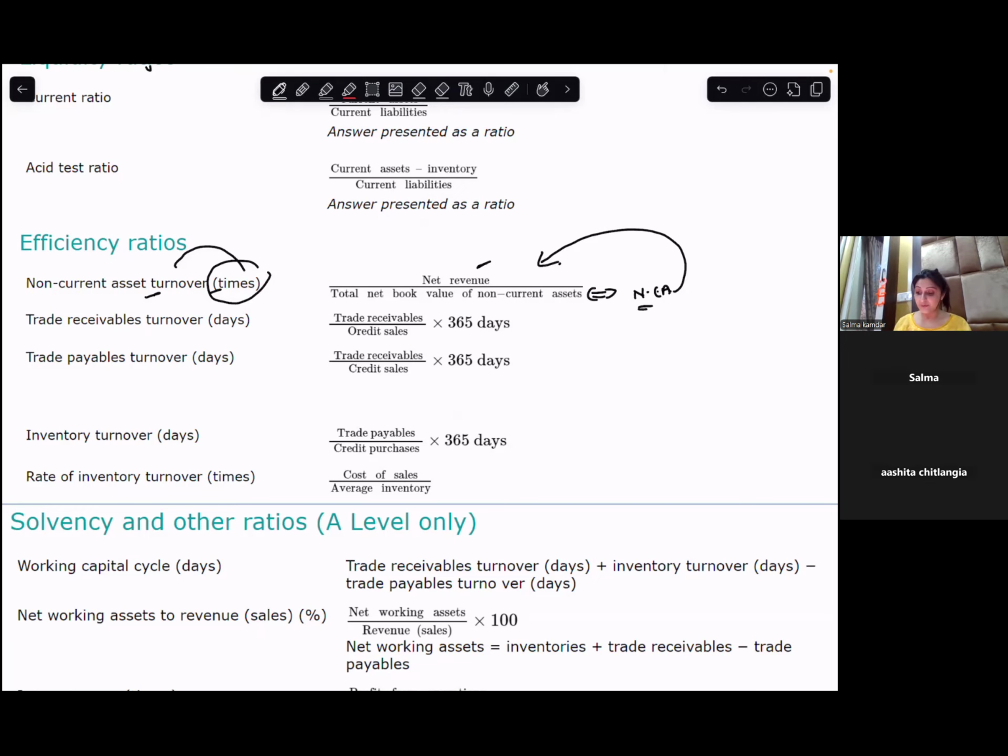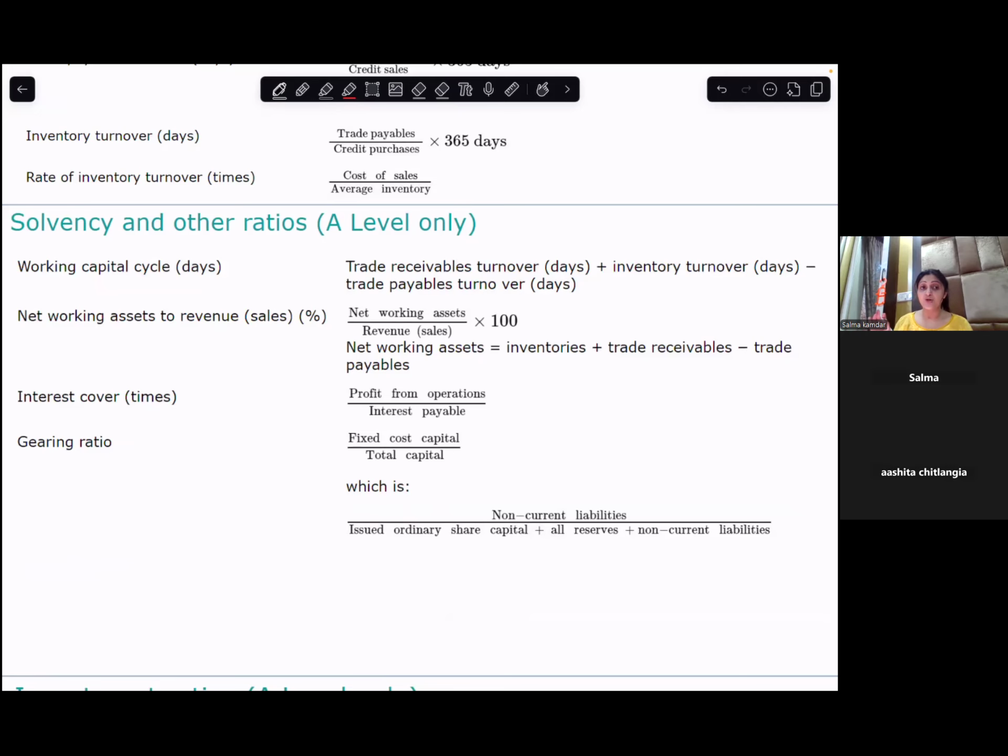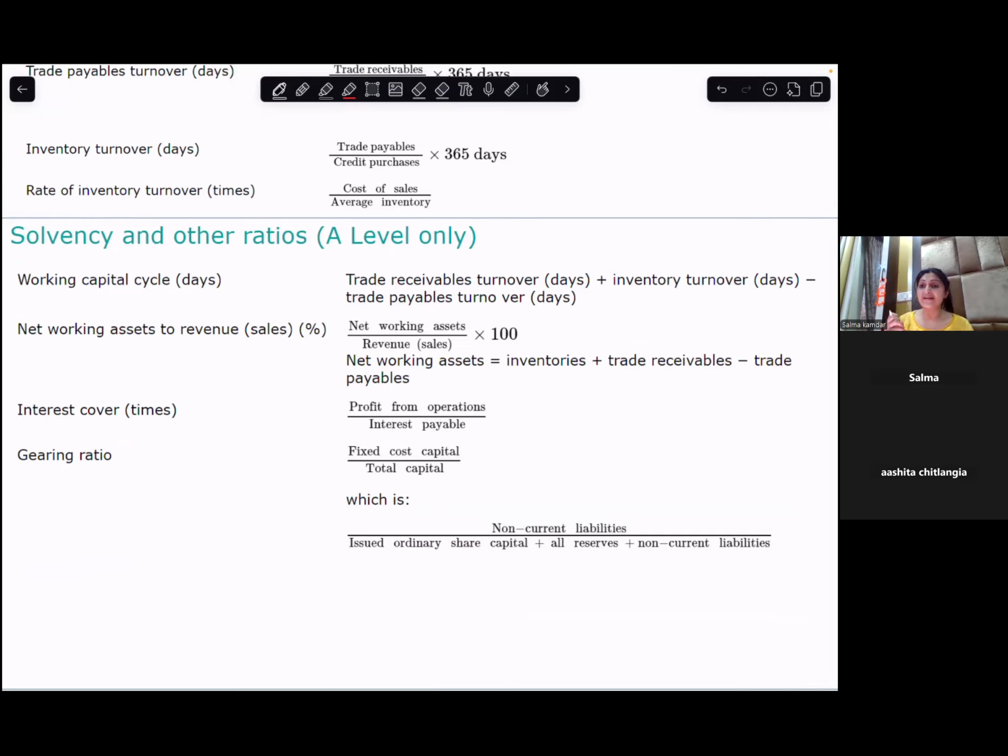Go ahead. Now, new ratios, it's only for A levels. Solvency ratio and investment ratios, these are the new ratios that you have to learn. Working capital cycle ratio. That means you're selling your inventory, collecting money, and then paying. So, all this is going to take you how many number of days is your working capital cycle ratio? So it's trade receivable turnover ratio plus inventory turnover ratio minus your trade payable turnover ratio. The shorter time you're taking to finish your entire cycle, selling, receiving, and paying, the better you are.